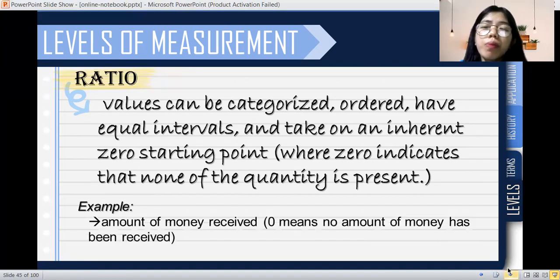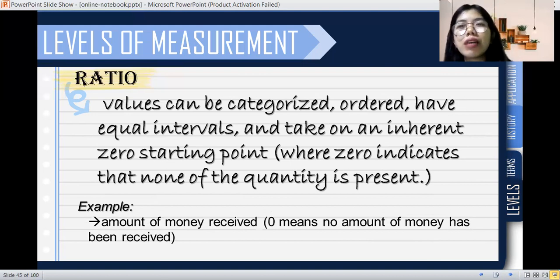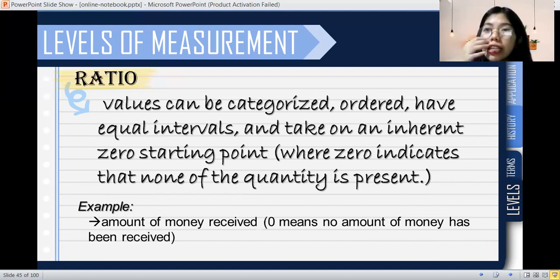For example, the amount of money received. So, zero means no money. You received no money. Another example, weight in kilograms. When it is 0 kilograms, it means there is no weight. That is how it is with ratio.